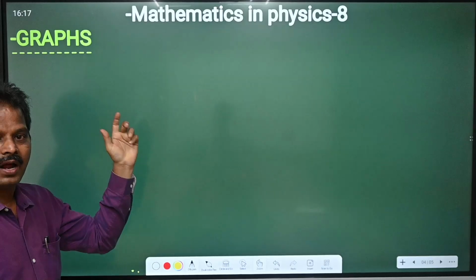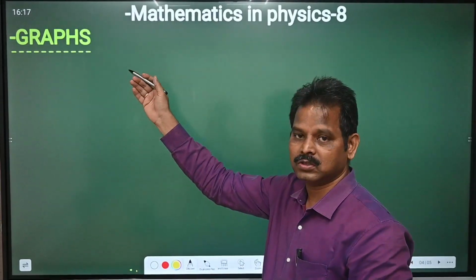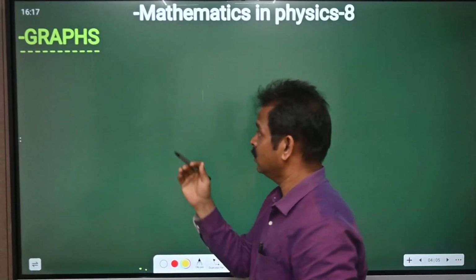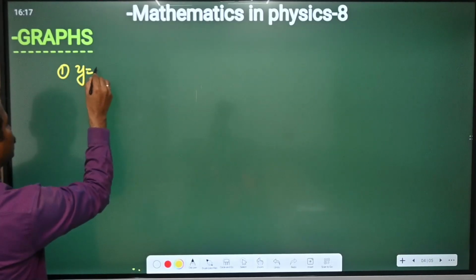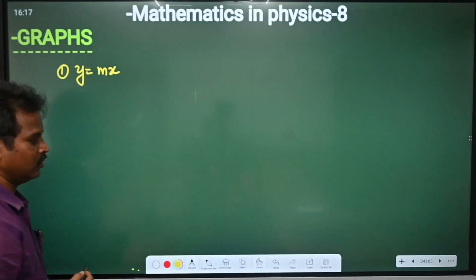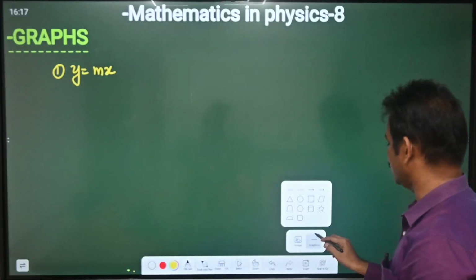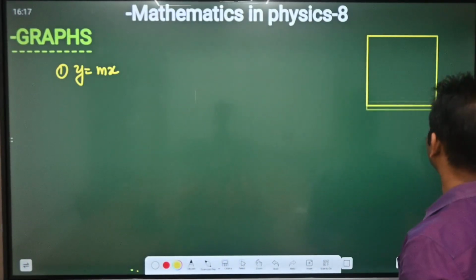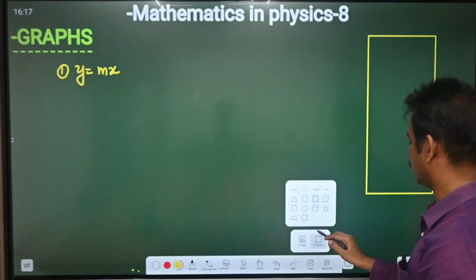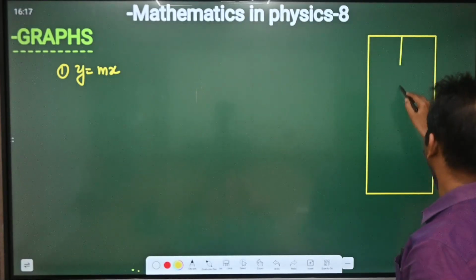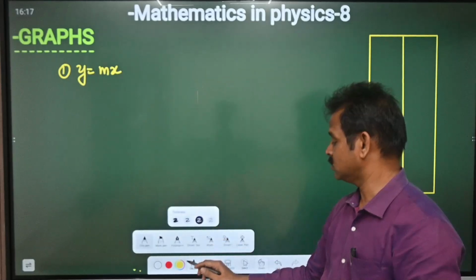We will discuss the graphs that are useful in physics. We have studied about these graphs in high school standard. The first graph is the y is equal to mx graph. While drawing the graph, students, we know how to draw the graph. First we will take a table, and then we will write the corresponding x and y values here.